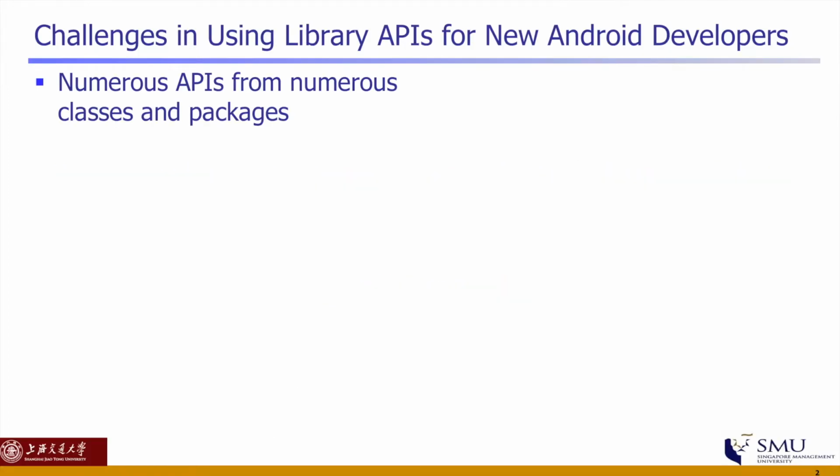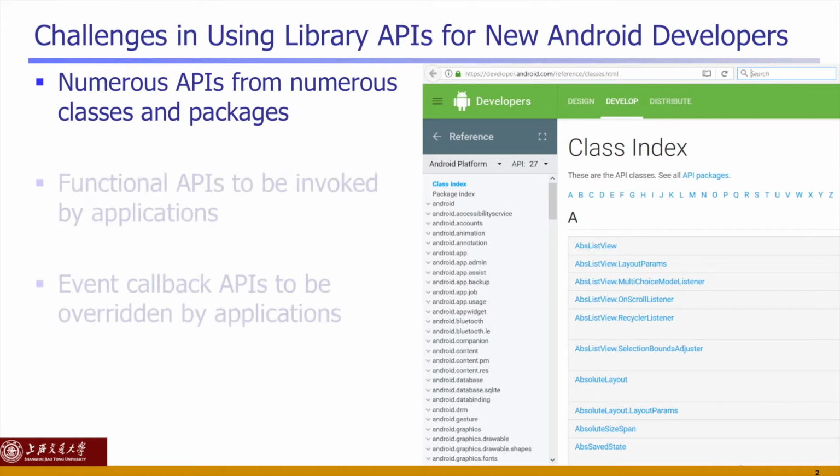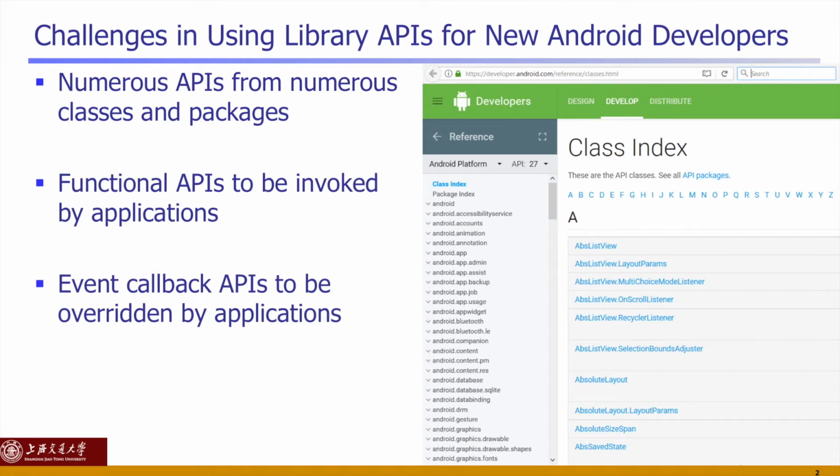As we know, the Android Framework provides a rich set of APIs for developers to use. It can be overwhelming for new Android developers to navigate through the API jungle to find the needed ones to implement certain functionalities. Moreover, in addition to the functional APIs to be invoked by applications, developers may also need to know which event callback to be overridden to place their implementation code. Our tool is aimed to help developers with both kinds of APIs.